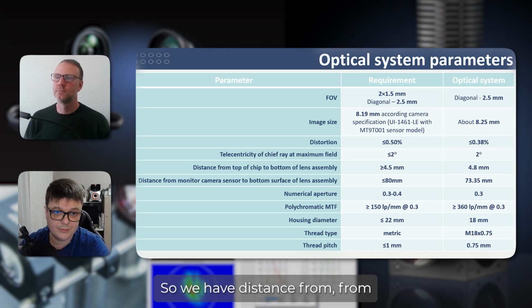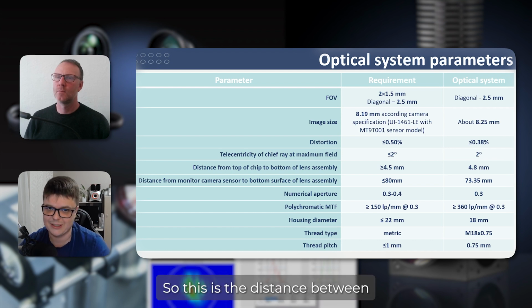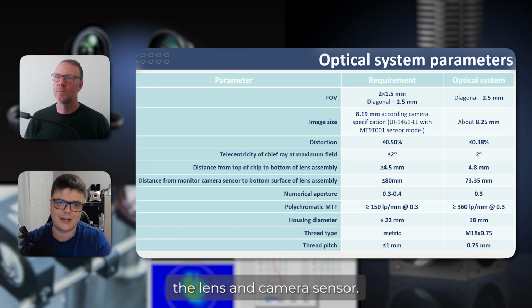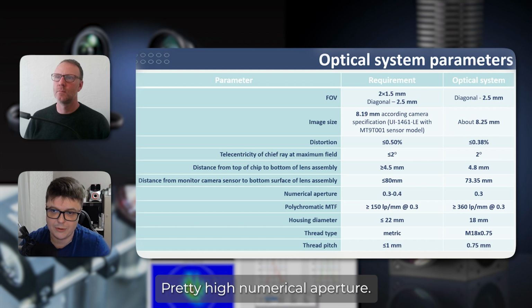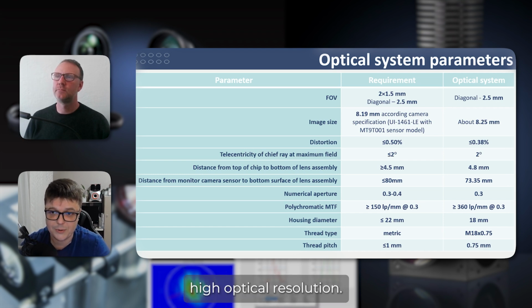So we have a distance from the top of the chip to the bottom of the lens assembly of about 4.8 millimeters. The distance from the camera sensor to the bottom surface of the lens assembly is 73.35 millimeters. So this is the distance between the lens and the camera sensor. Pretty high numerical aperture, not very high, but 0.3 is a good numerical aperture for a microscope lens. It allows us to achieve high optical resolution.